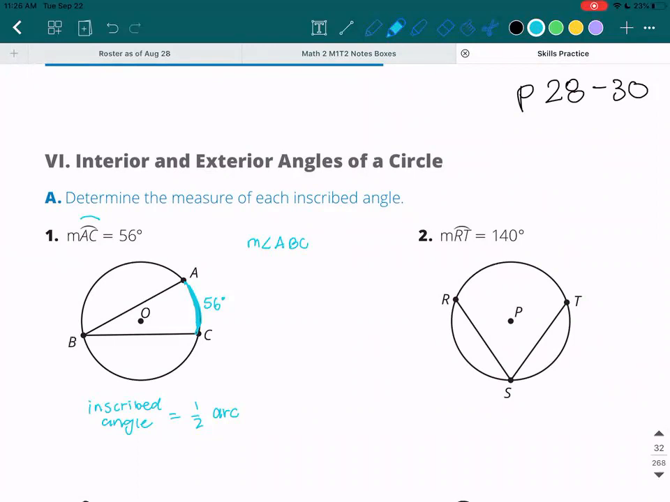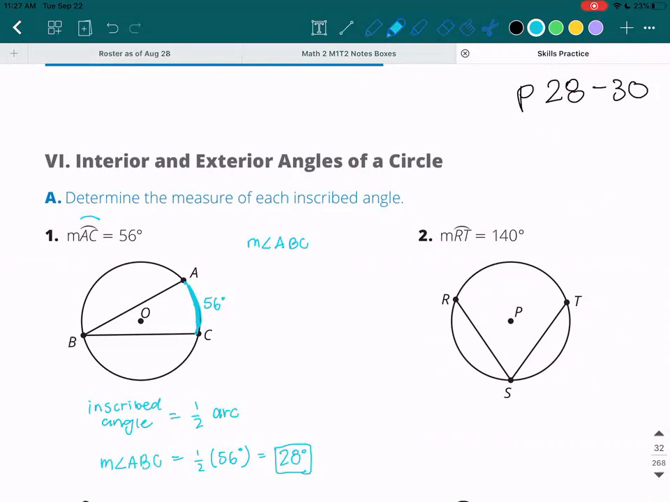Okay, so we're going to find our inscribed angle, which is the measure of angle ABC, is equal to 1/2 of the arc. So it's 1/2 of 56 degrees. What is 1/2 of 56 degrees? 28. 28. Cool, thank you.